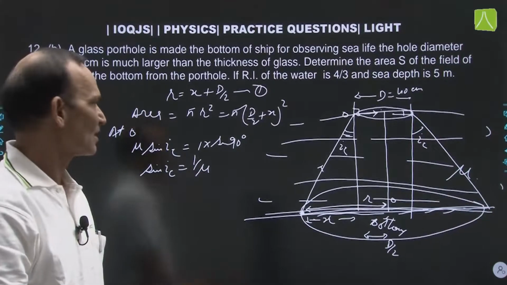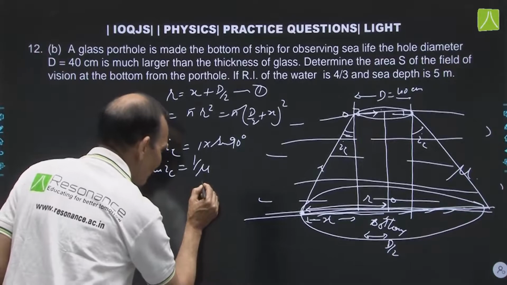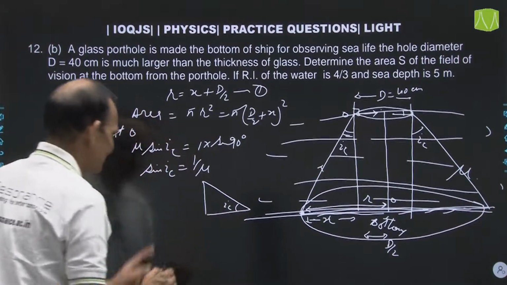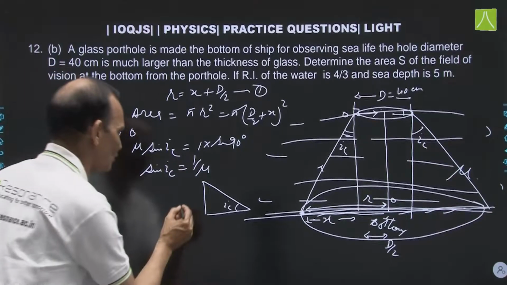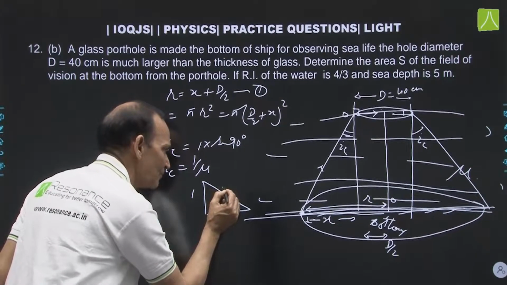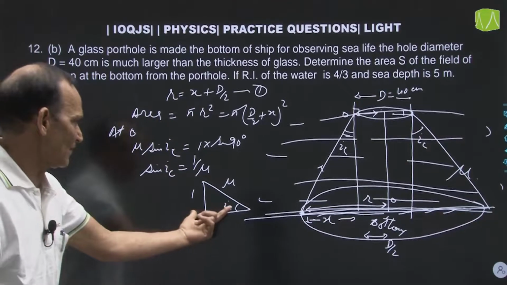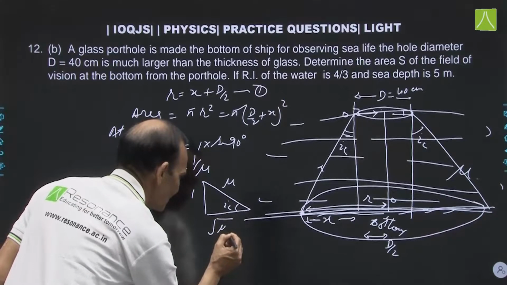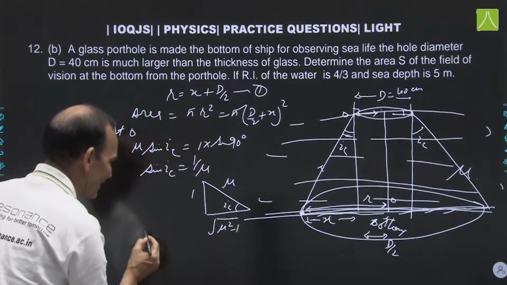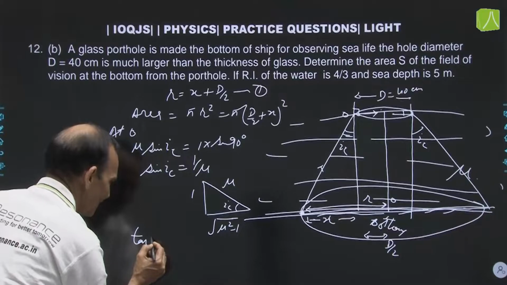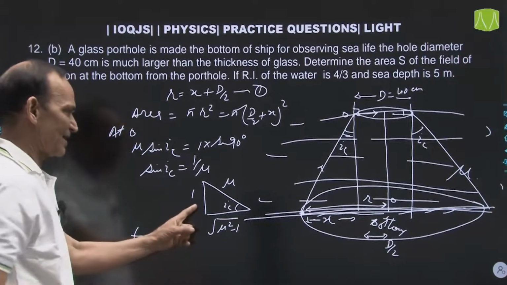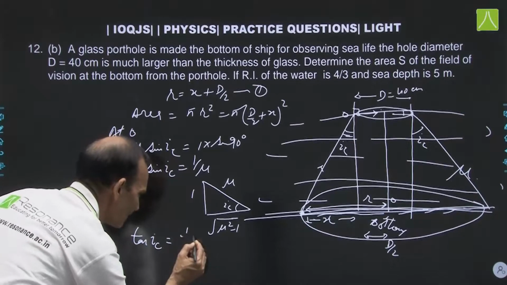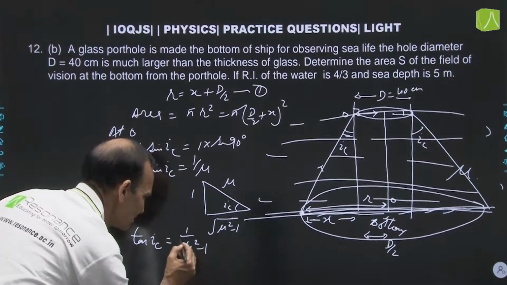Is it clear? We have to calculate the value of cos. Suppose IC, and sine IC is 1 upon mu: 1 upon mu is the perpendicular to the hypotenuse. Then we will find the value of the base. It will be root of mu square minus 1. So what is tan of IC? From this triangle, tan of IC will be equal to 1 upon root of mu square minus 1.